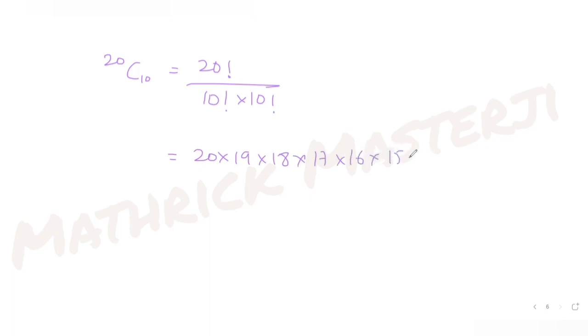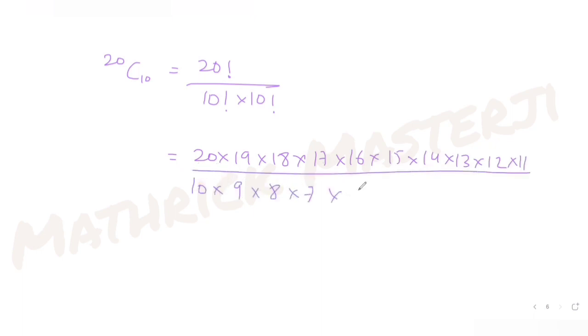Now, if I find 20C10, 20 factorial over 10 factorial, 10 factorial. So from here, I get 20, 19, 18, 17, 16, 15, 14, 13, 12, 11. And 10 factorial, I get this as 10, 9, 8, 7, 6, 5, 4, 3, 2, 1.